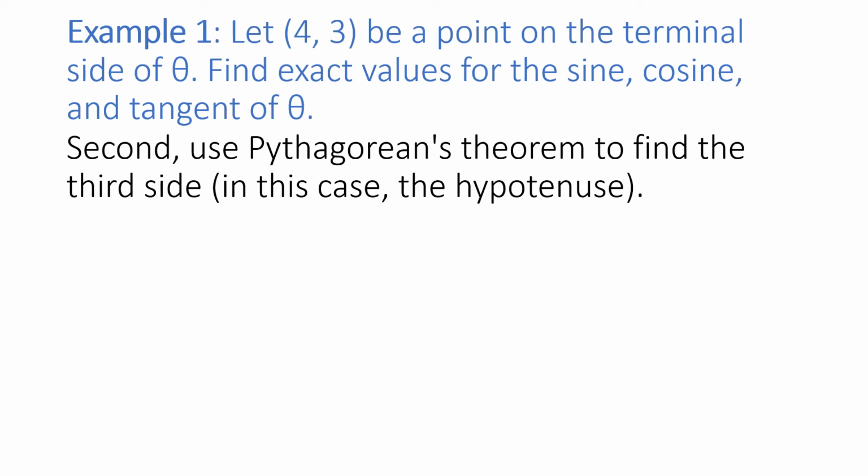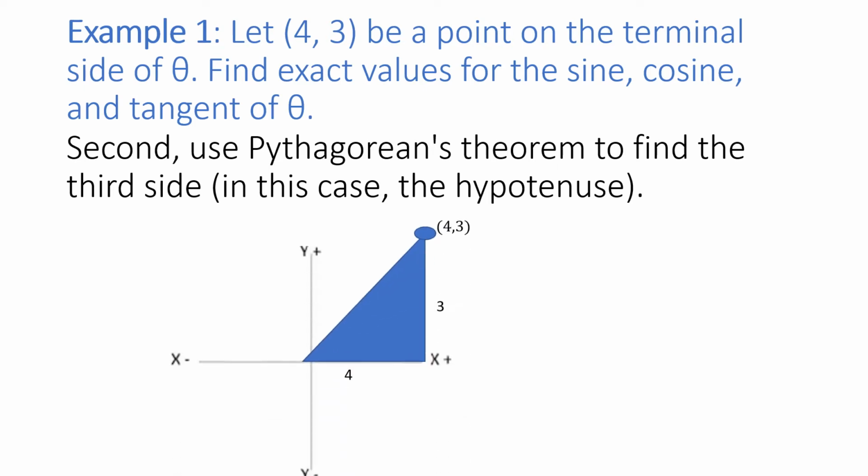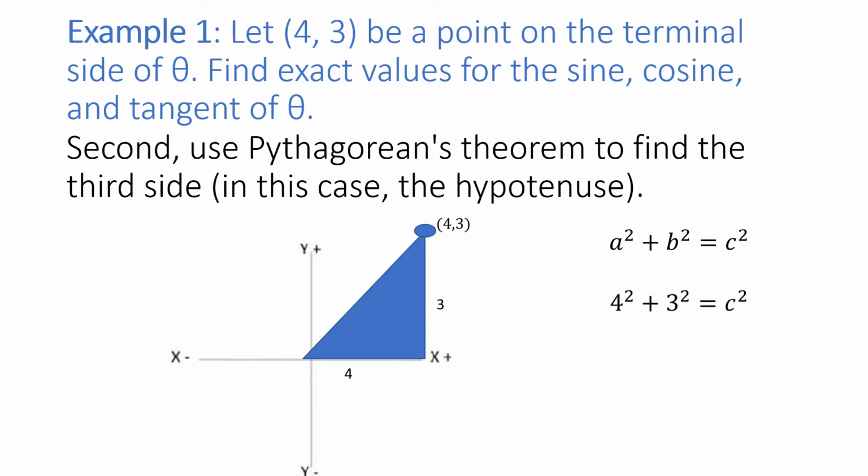All right, so the second thing I want to do is use Pythagorean's theorem to find the third side. In this case, the side we're missing is the hypotenuse. Using Pythagorean's theorem, I have a squared plus b squared equals c squared. My a and my b are 4 and 3. It doesn't matter which order you put those in. So 4 squared plus 3 squared is 16 plus 9, which is 25. So c must then be 5.